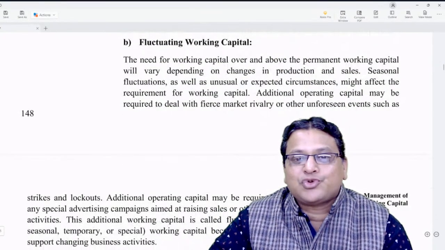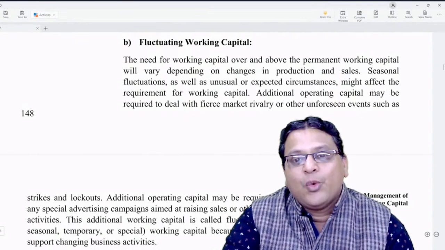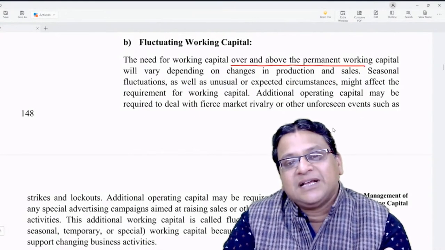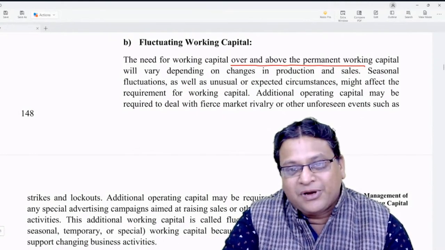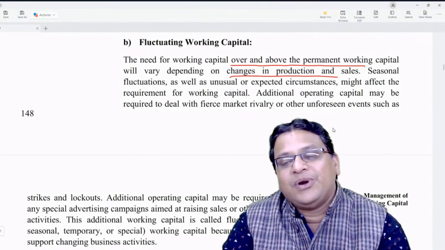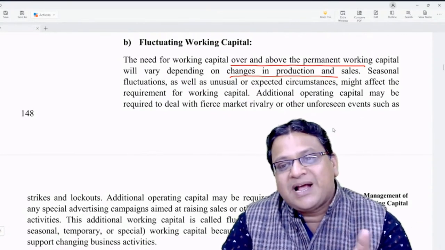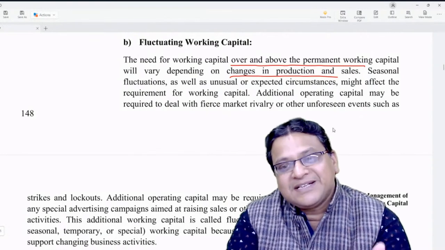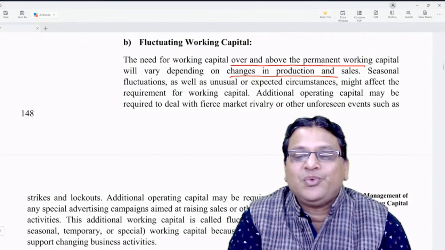Next one is fluctuating working capital or temporary working capital. This working capital is required over and above the permanent working capital, and it depends upon the changes in production and sales. Let's take an example. Suppose you are a cold drinks manufacturer. You are producing cold drinks and selling them. You know that during the summer season, the sale of cold drinks will be more. Hence, the working capital requirement will be more in the summer season in comparison to the winter season.